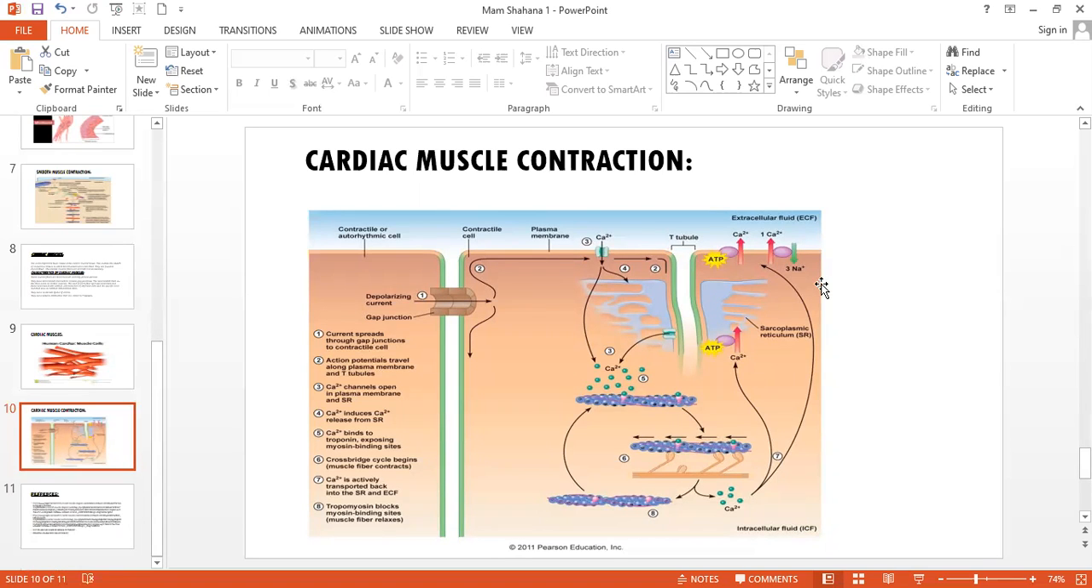Calcium is actively transported back into the SR and extracellular fluid. Tropomyosin blocks the myosin binding site and the muscle fiber relaxes. So this is all about cardiac muscle contraction.